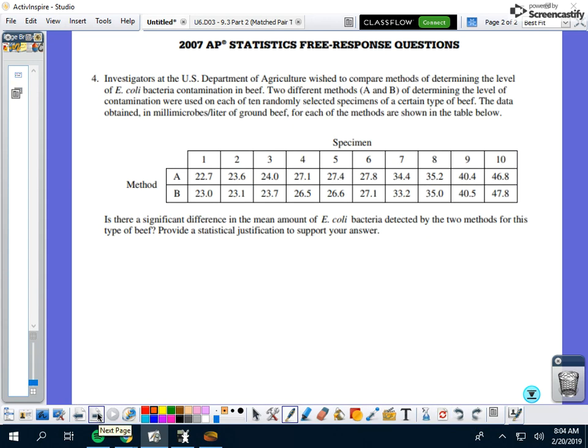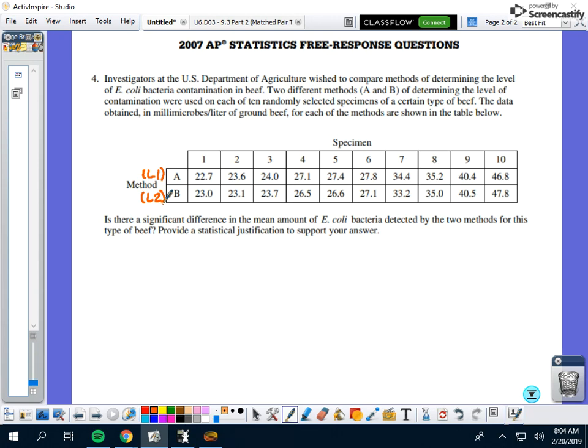So the first thing that we want to do is, anytime you have two lists of data like this, just like with the last problems that we did on the two sample day, you want to go ahead and in your L1 put all the methods A, then in L2 put all the methods B so that we can be ready. And I just want you guys to go ahead and do that, so you can hit pause and do that. I've already done it.